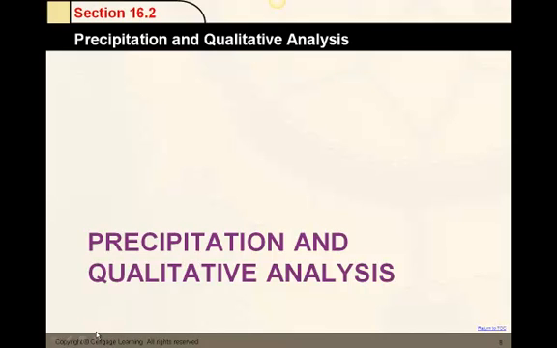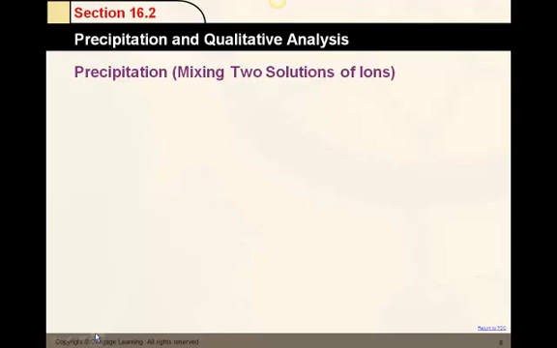The second section of this chapter deals with precipitation and qualitative analysis. What is a precipitation reaction? You probably already know that precipitation is the formation of solid products.